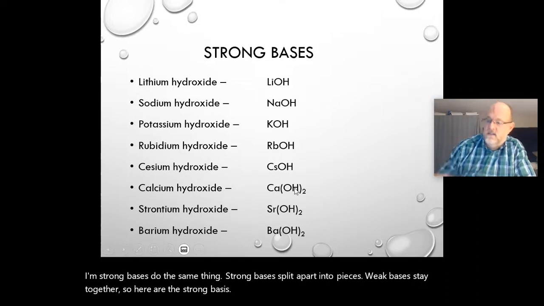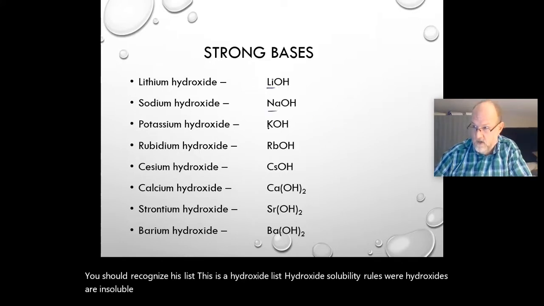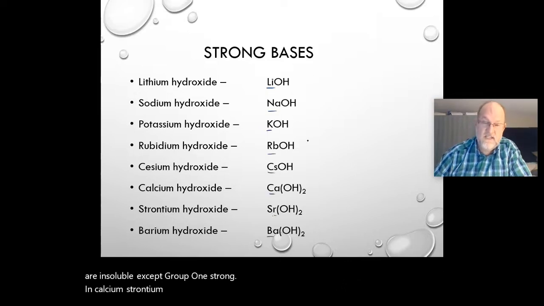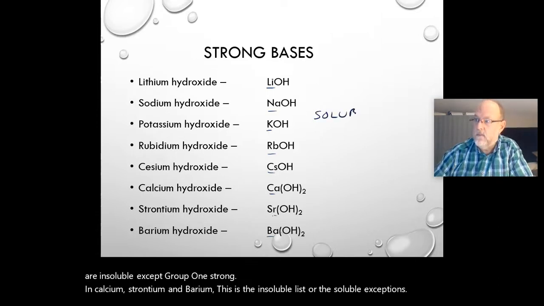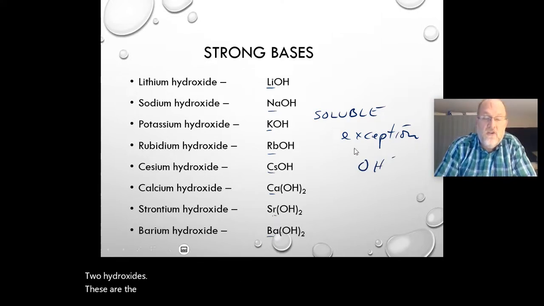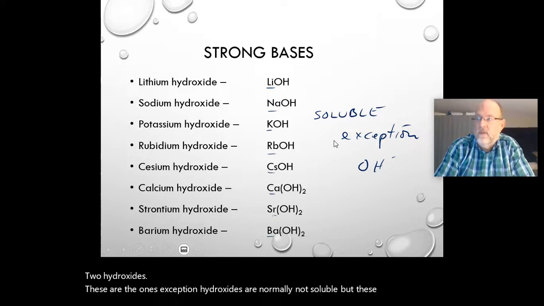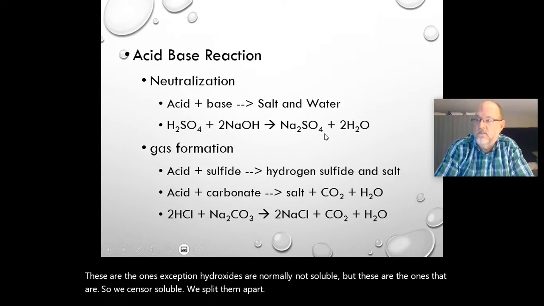You should recognize this list. This is the hydroxide list. Hydroxide solubility rules: hydroxides are insoluble except group 1, strong, and calcium, strontium, and barium. This is the insoluble list, or the soluble exceptions to hydroxides. These are the ones that are exceptions. Hydroxides are normally not soluble, but these are the ones that are. So since they're soluble, we split them apart as individual parts.